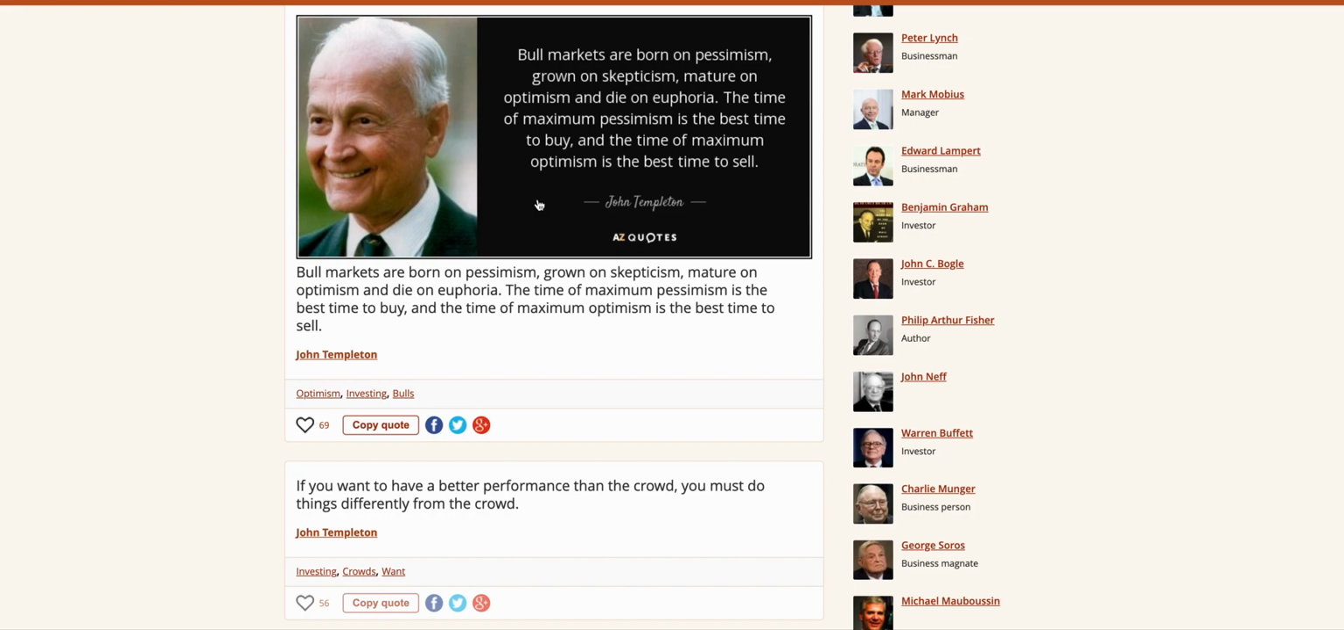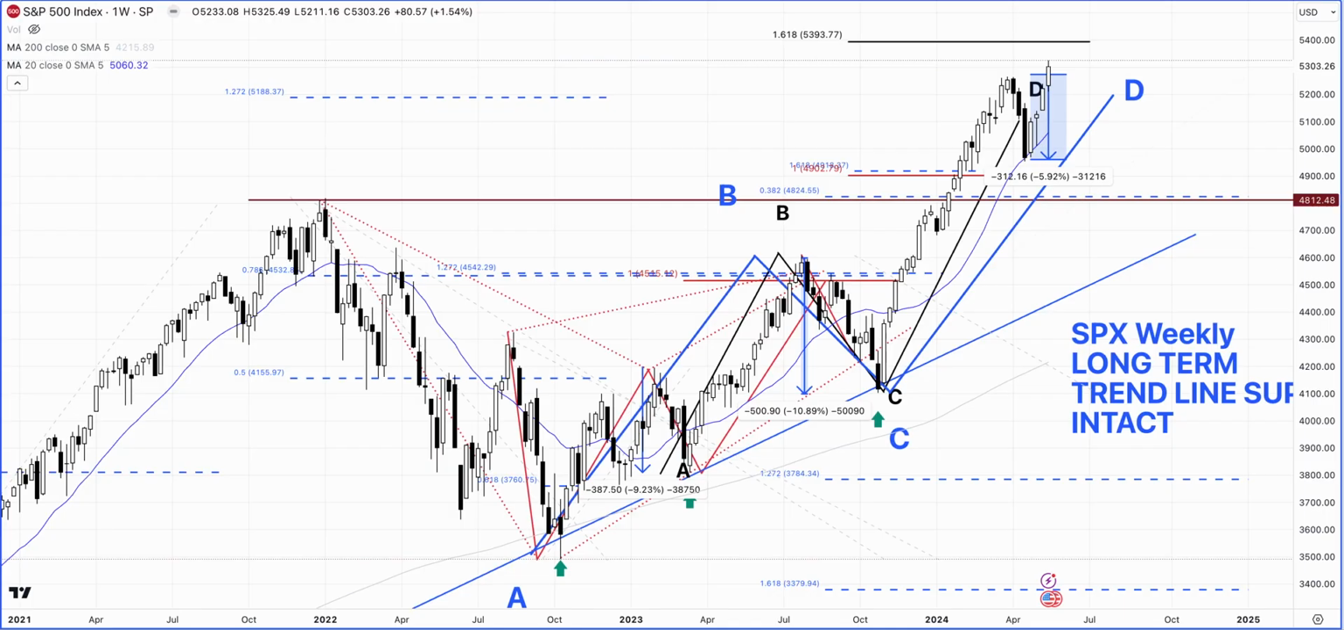Bull markets are born on pessimism, grown on skepticism, mature on optimism, and die on euphoria. The time of maximum pessimism is the best time to buy, and the time of maximum optimism is the best time to sell. So the question is, in May of 2024, where are we? That is something which we'll try to decipher in today's video.